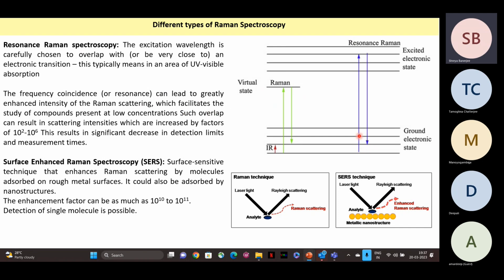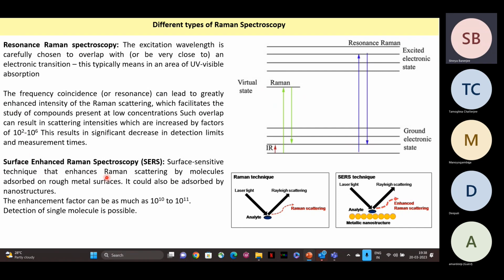So if there is a transition to a higher electronic state, when Raman occurs under this condition, the intensity is highly increased. And so even if we have a sample of low concentration, we can study it using resonance Raman spectroscopy because this greatly increases the intensity by 10 to the power 6 times.